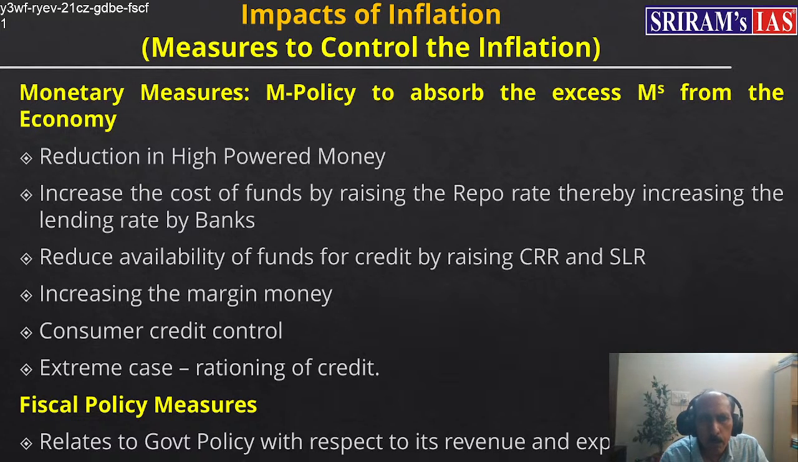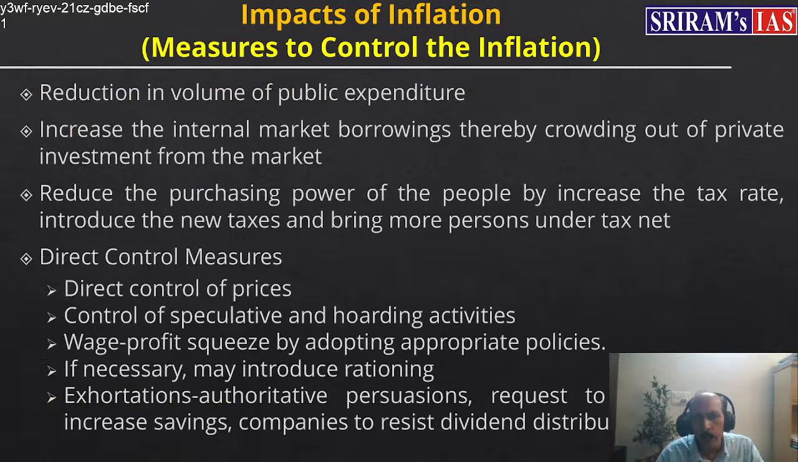We can reduce the demand through monetary measures. So monetary policy is one area. Second is the fiscal policy. Fiscal policy, you know, consists of government revenue and government expenditure. We have to maneuver the government expenditure and government revenue.